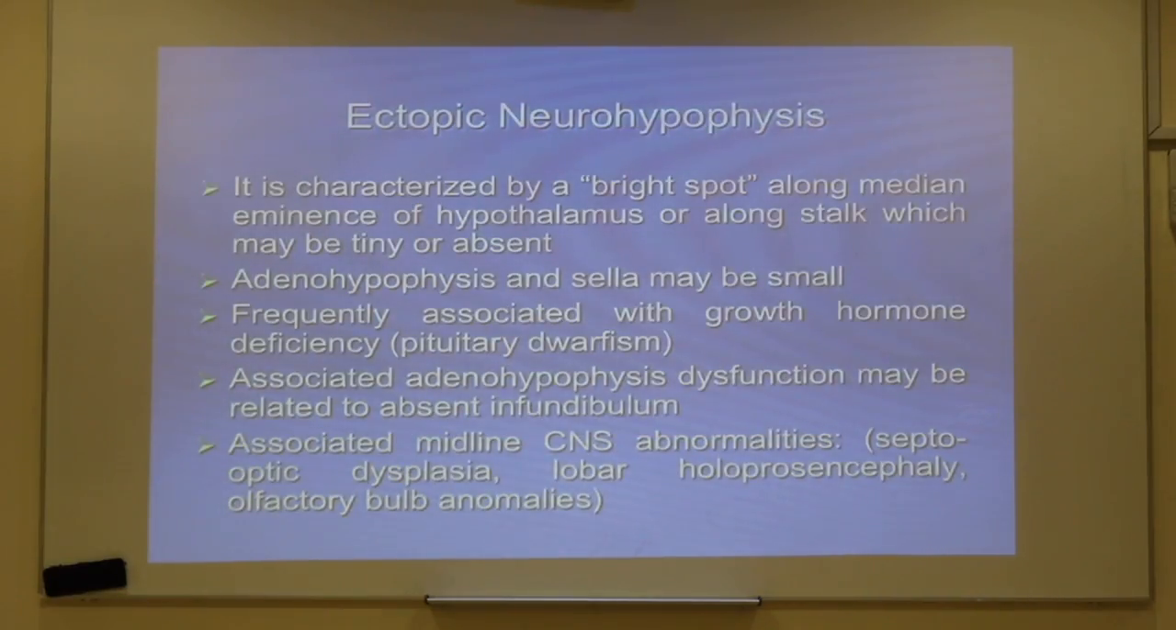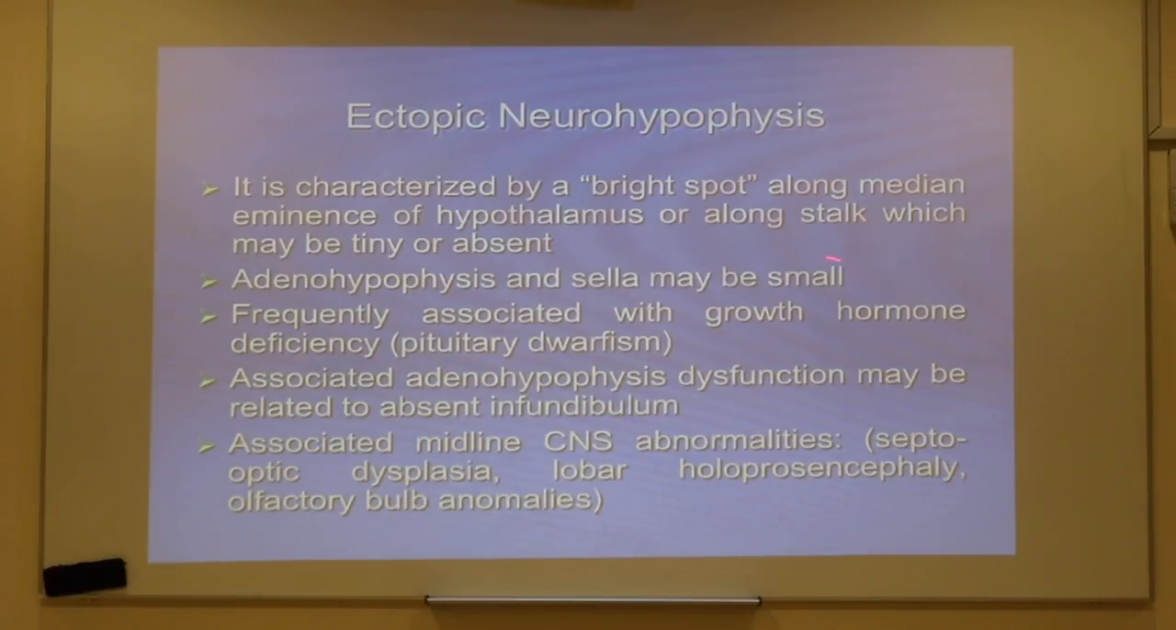You can also have ectopic neurohypophysis. That means ectopic posterior pituitary. So normally the posterior pituitary is coming from the floor of the third ventricle, and then the infundibulum, and then the axons are going down into the posterior pituitary. So the ectopic neurohypophysis is characterized by a bright spot along the median eminence of the hypothalamus or along the stalk. So it is not going all the way down. It can be in the median eminence or it can be in the stalk.